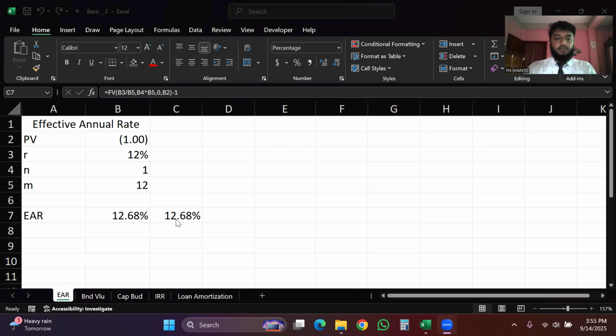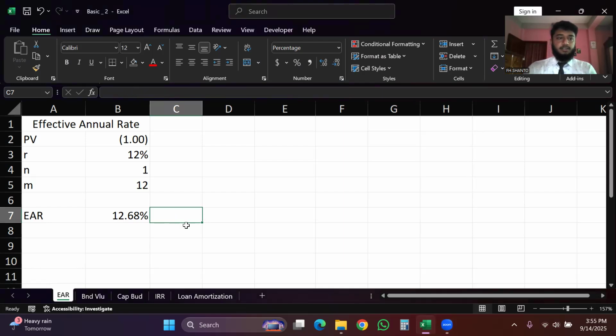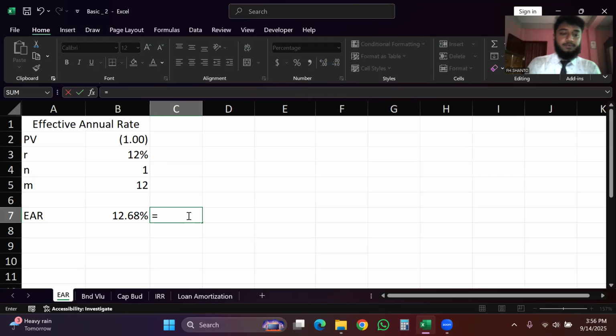23106371107. You can see on my screen the Excel sheet. We will learn about effective annual rate, bond value calculation, capital budgeting, loan amortization, etc. For this easy process, we can apply the formula in cell C7. It equals, because when we apply a formula we have to type equal first. We calculate here the effective annual rate.